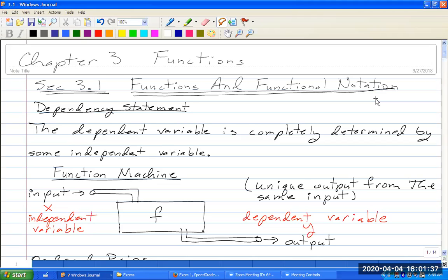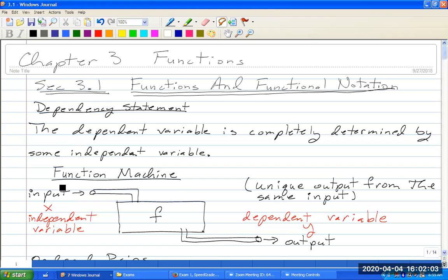So the first idea is the idea of a dependency statement. So the dependent variable is completely determined by some independent variable. Y equals X.